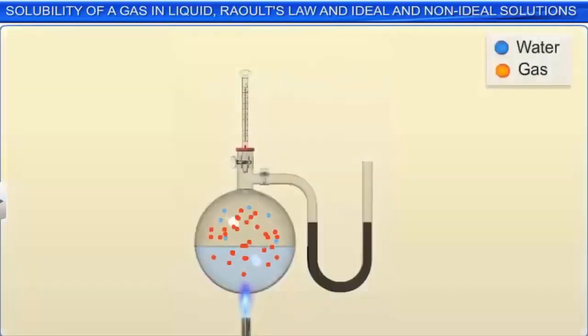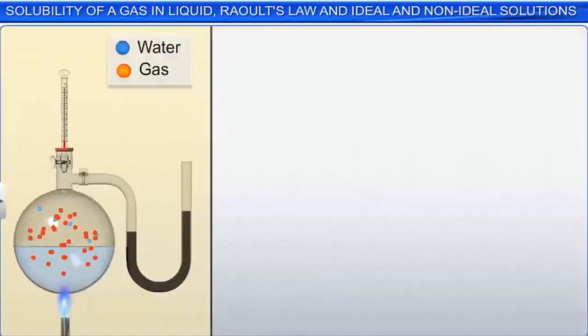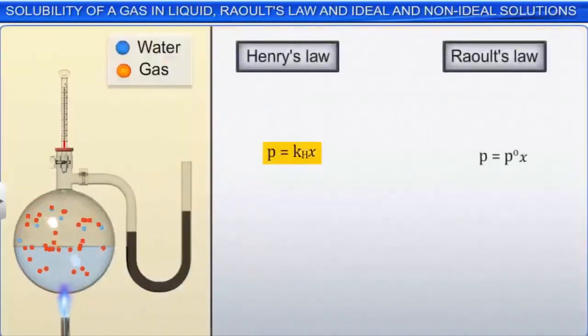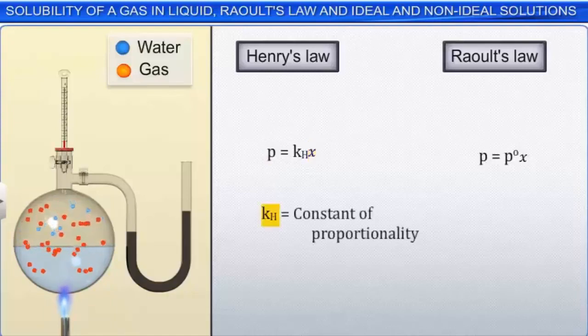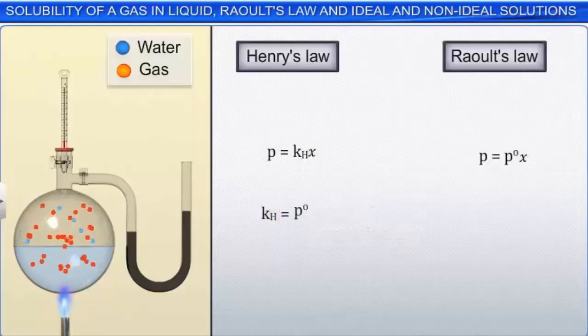Now, if one of the components in the binary solutions is considered to be highly volatile, such that it exists as a gas, then, as you know, its solubility is given by Henry's law, P is equal to kH x. As can be seen from the equation, the partial pressure P of the highly volatile component or gas is directly proportional to the mole fraction x, and kH is the constant of proportionality which can be equated to P naught. In other words, we can say that Raoult's law is a special case of Henry's law.